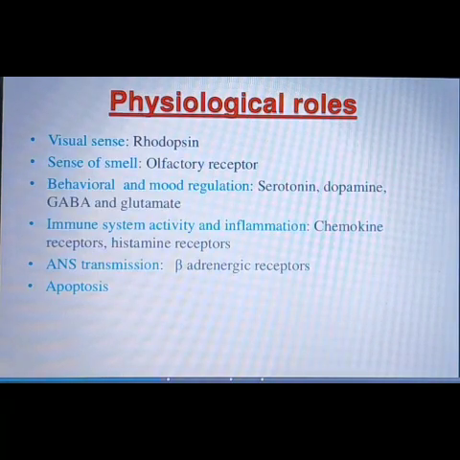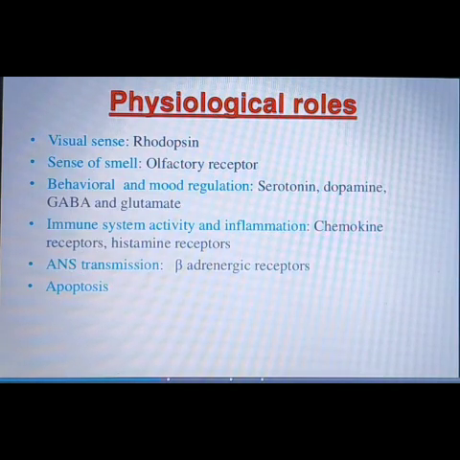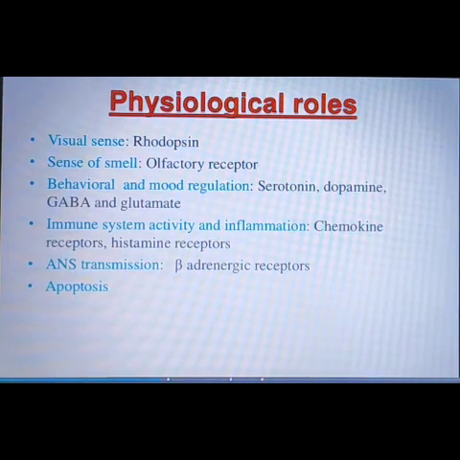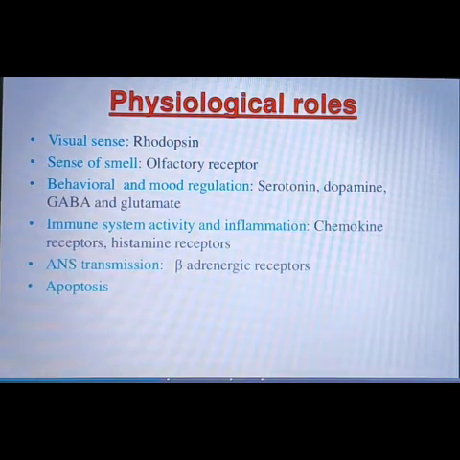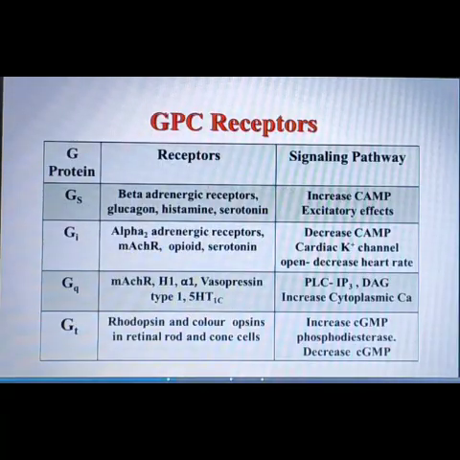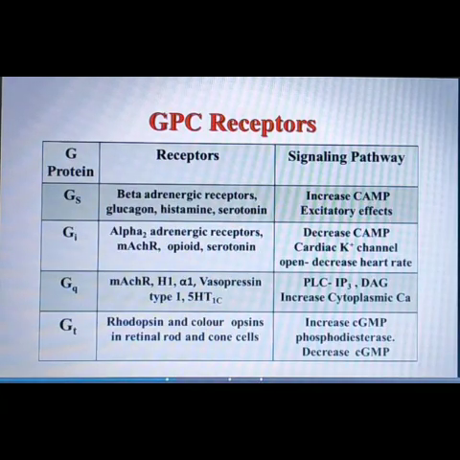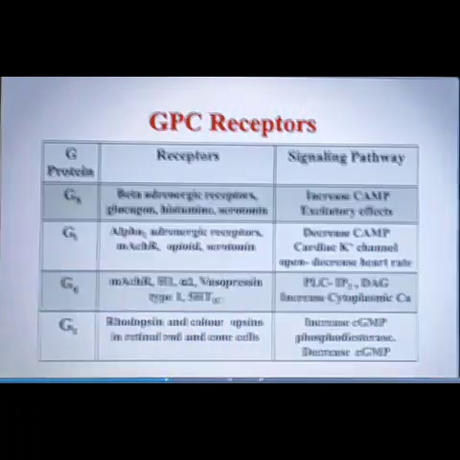Physiological roles: the visual sense, rhodopsin, and the sense of smell are physiological roles of GPCRs. Behavior and mood regulation, immune system activation and inflammation, autonomic nervous system transmission, and apoptosis are also roles. GPCR signaling involves the G proteins Gs, Gi, Gq and Gt, the four G proteins, with their receptor signaling pathways.